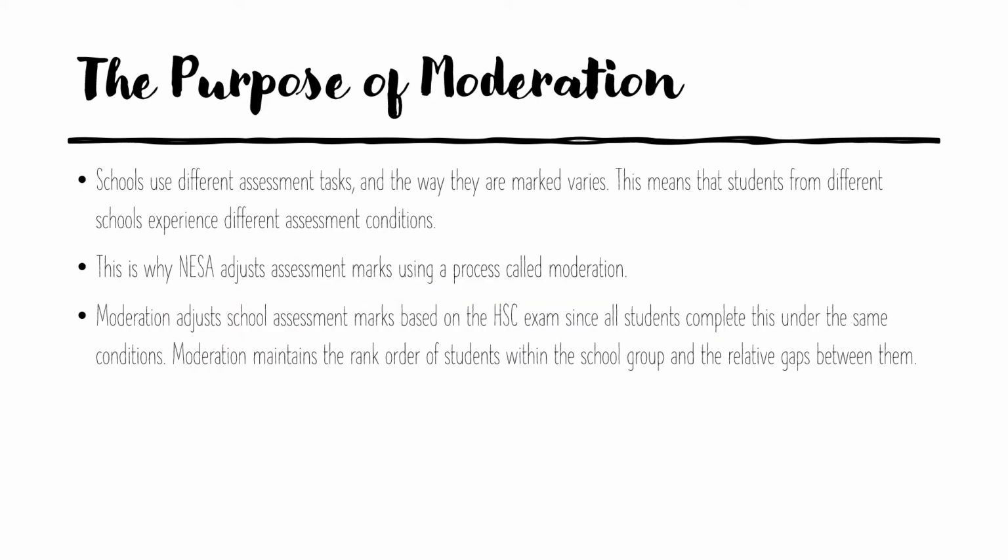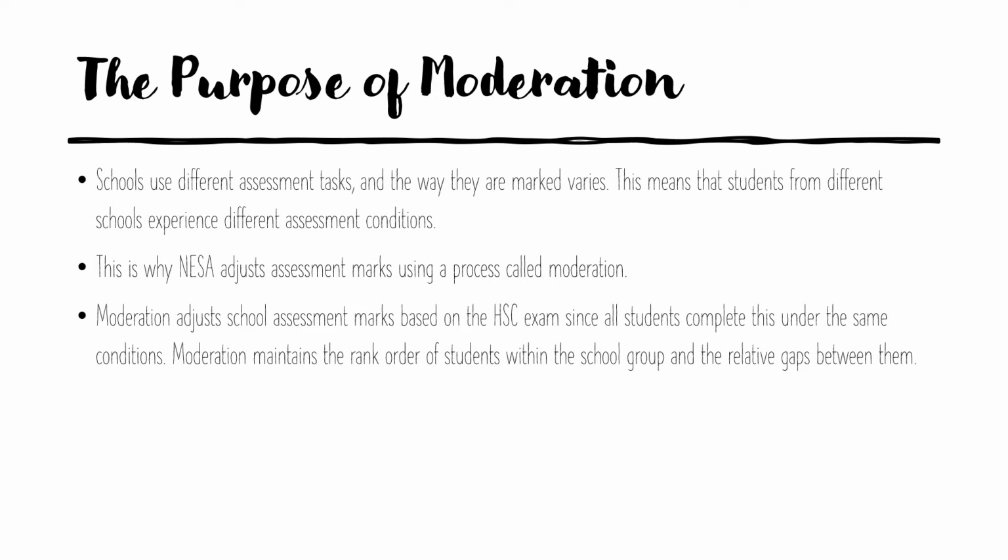But schools use different assessment tasks, and the way they are marked varies from school to school. So this means that students from different schools experience different assessment conditions. And this is why NESA adjusts assessment marks using a process called moderation. And this ensures that it's fair between all schools. So moderation adjusts school assessment marks based on the HSC exam, since all students complete this under the same conditions.